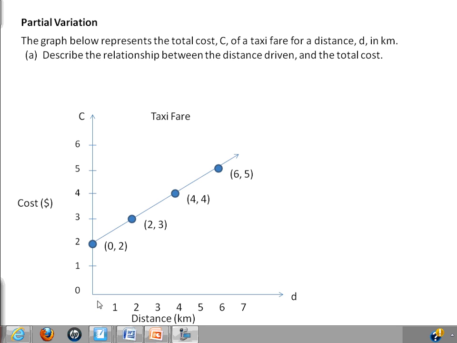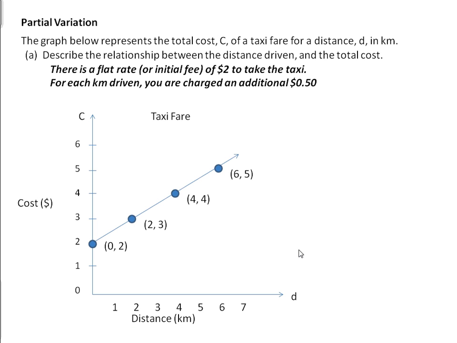We can see that with a distance of 0, we have a cost of $2, a distance of 2 kilometers, a cost of $3, and so on. So in describing this relationship, we say that there's a flat rate or initial fee of $2 to take the taxi. This is to say that as soon as you get into the taxi, when they start the meter, it starts at $2, not at 0.